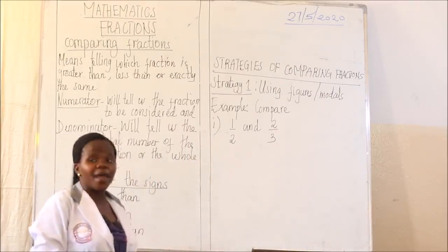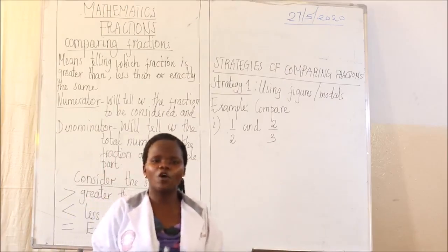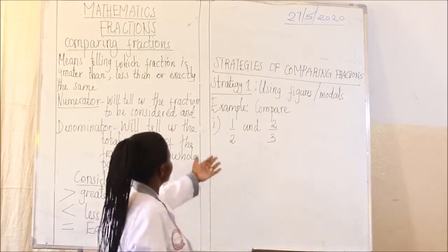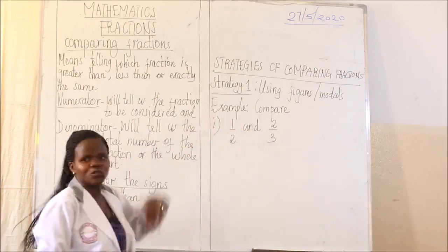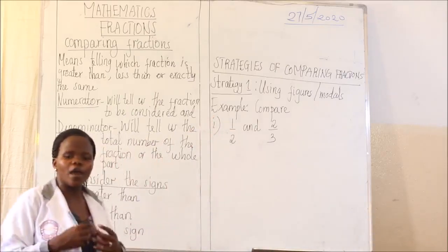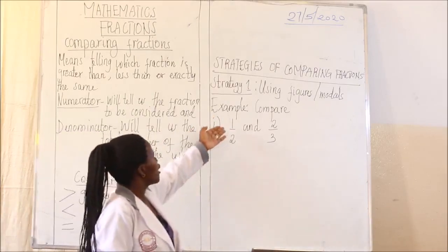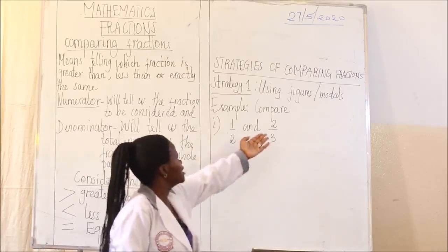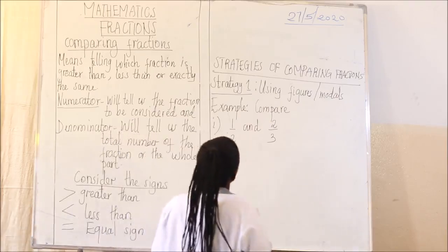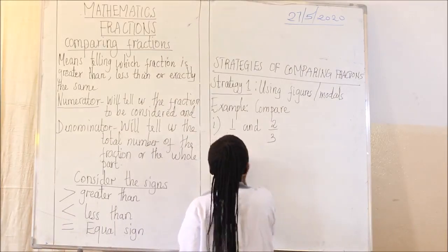As we have said, when we are comparing, we have to check which fraction is greater than the other, or which fraction is smaller than the other, or if the fractions are exactly the same. For this case, the first strategy is to use models or figures. We can choose any kind of model, any kind of figure which has the same size, and we are going to shade the fraction 1/2 and the fraction 2/3, and then compare them to see if they are the same or not the same. So here we can have this one.